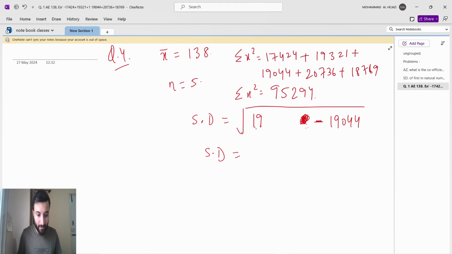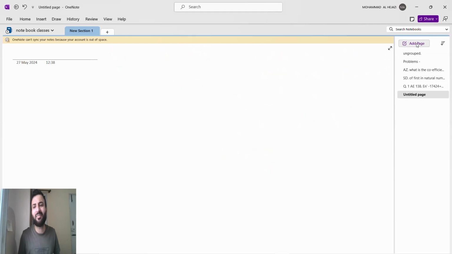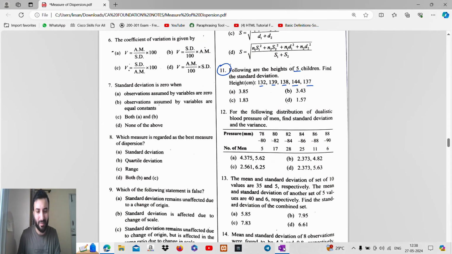This is 19,058.8 minus 19044, whatever you get, 3.84. See, this type of calculation mistake you should not make. I was just reminding you that you can make this type of calculation mistake. Okay.